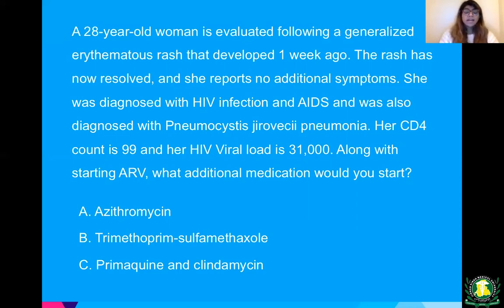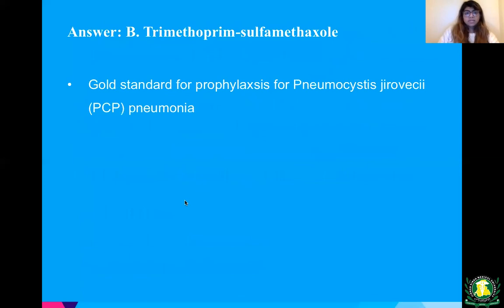So again, I'm asking for prophylaxis, and with prophylaxis, the biggest thing to remember is their CD4 count. I am going to go to the next slide, and if you want to pause and try to answer the question, you can, but the answer to this question is B, trimethoprim-sulfamethoxazole. Basically, this patient was diagnosed with Pneumocystis jirovecii. Her CD4 count is less than 200. It's 99. So you want to put her on trimethoprim-sulfamethoxazole.